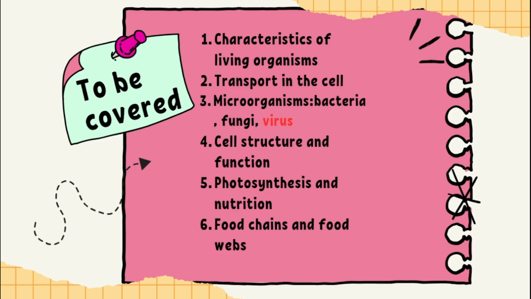We're going to be looking at characteristics of living organisms, different methods of transport across the cell membrane, and talking about some microorganisms: bacteria, fungus, and virus. There's a reason why virus is in red, because it's debatable whether or not a virus is a microorganism. Then we're going to be looking at cell structure and function, photosynthesis and food chains, and nutrition and food webs. So anyways, let us just get started.